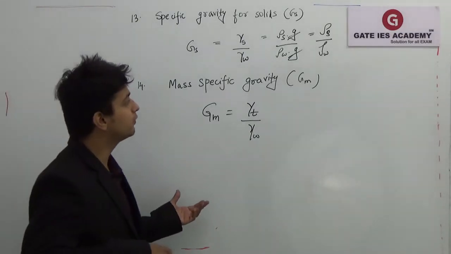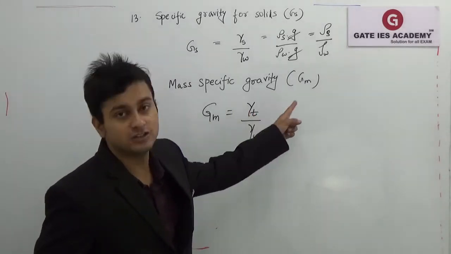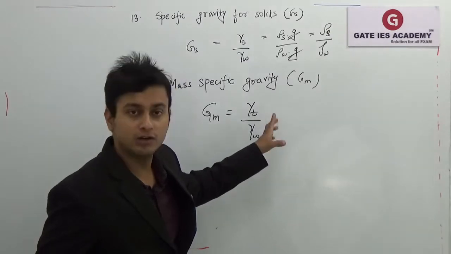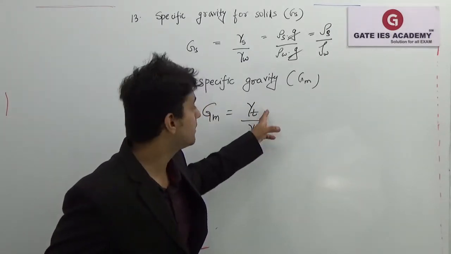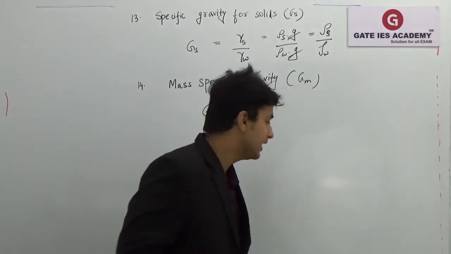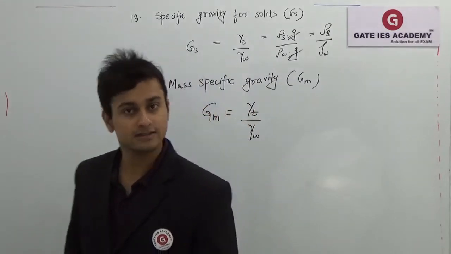Now, if someone asks you to find the mass specific gravity under saturated condition, gamma T will change to gamma saturated and gamma W will remain the same. If someone asks you mass specific gravity under dry condition, gamma T will be changed to gamma D and you will get this particular value, which is very, very easy to understand.